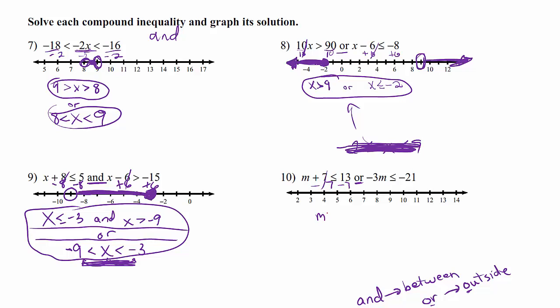M is less than or equal to 6, or divide by -3 on the second one. M is greater than or equal to 7. So we're saying less than or equal to 6, greater than or equal to 7. This is kind of the opposite of what happened to us on number 7, because they're really close together and then we're shading out instead of between.